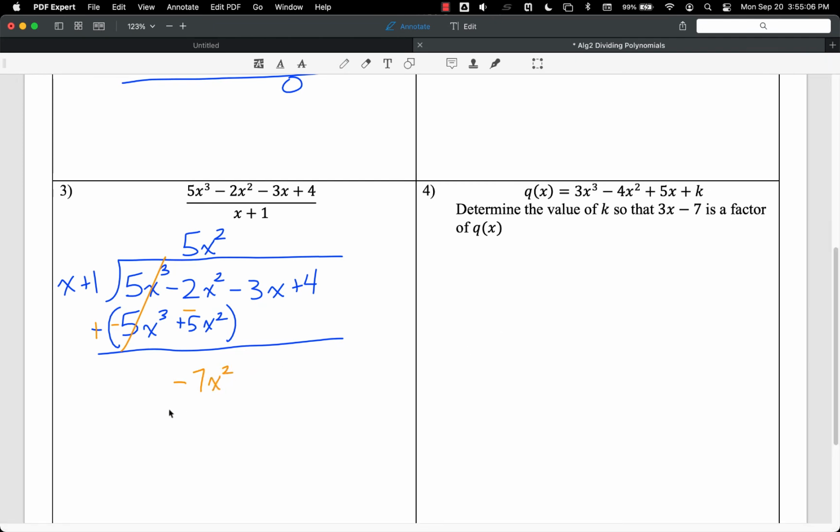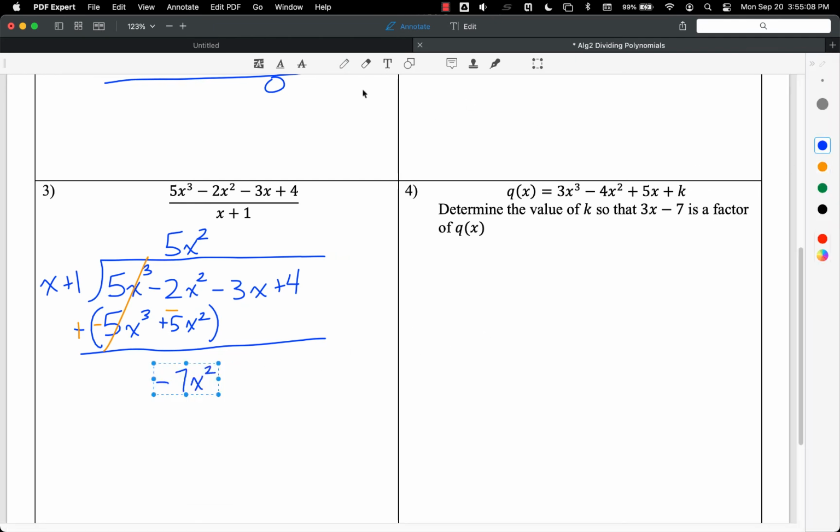Don't know why I've changed to yellow for that 7. I'm going to go back to blue. And I'm going to bring down the next term, this minus 3x. And the question then again becomes, how do I match negative 7x squared with just an x? And the answer is you multiply by a negative 7x. Because when you multiply negative 7x times x, you get a negative 7x squared. And when I multiply negative 7x times 1, I get a negative 7x.